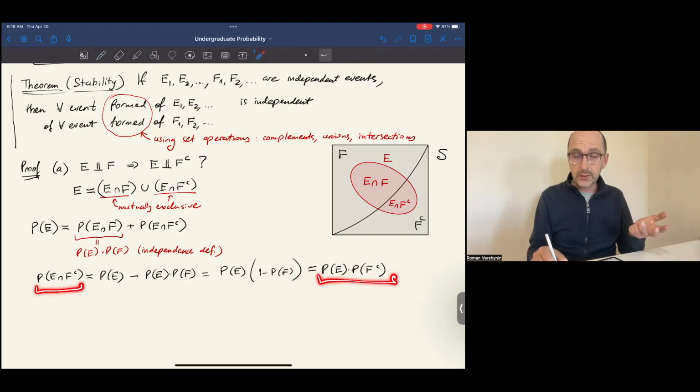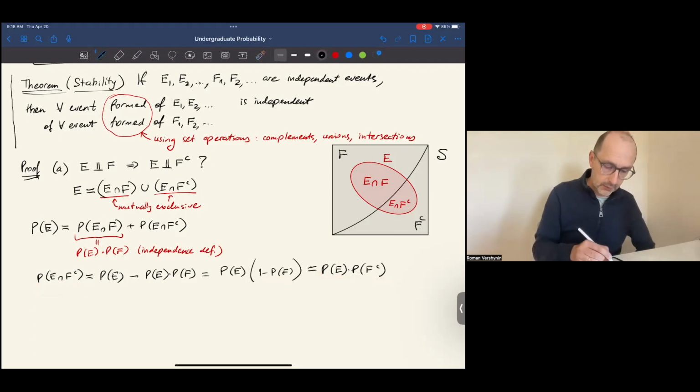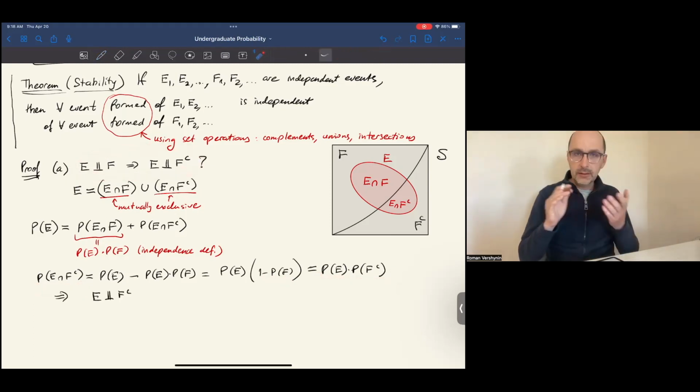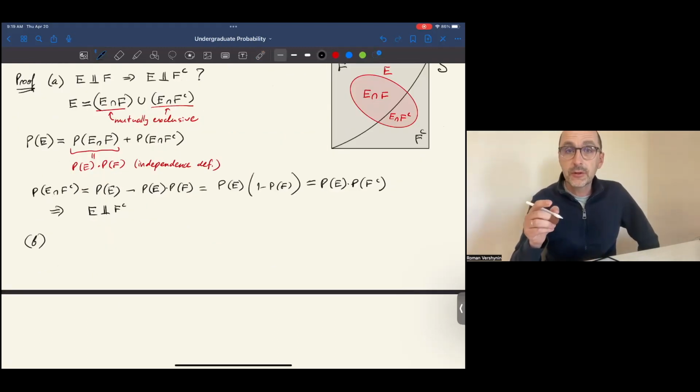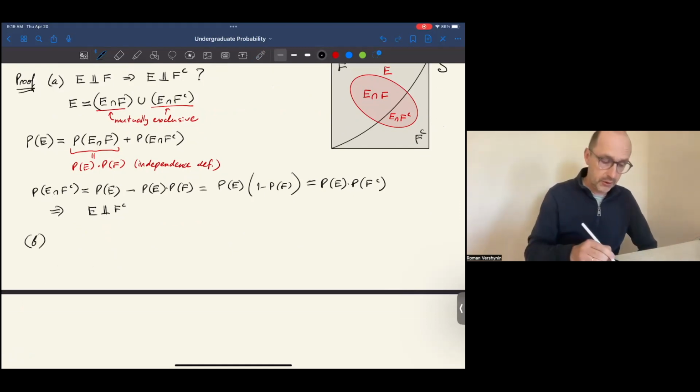And we proved that E and F complement are independent. This was the definition of independence of 2 events. Probability of their intersection equals the product of their probabilities. So we proved that independence is stable with respect to the complement. Let's prove that independence is stable with respect to the intersection operation. So if E, F, and G are independent, then E is independent of F intersection G.